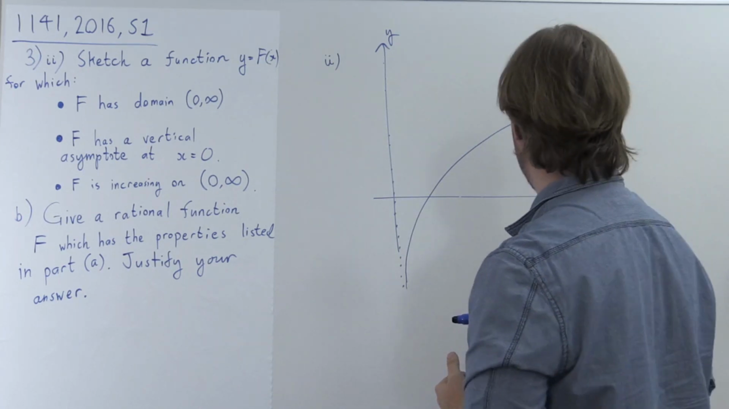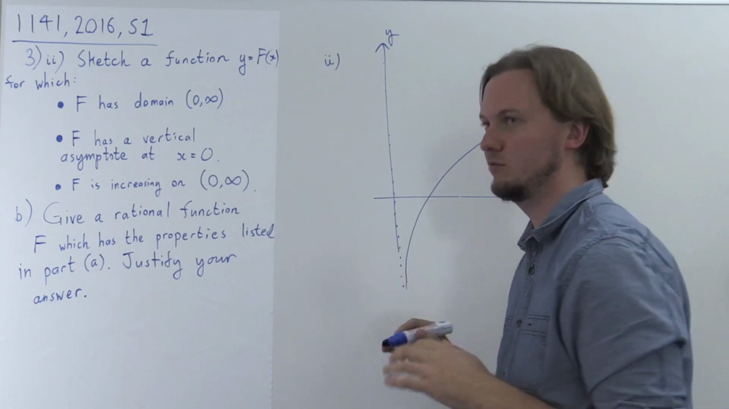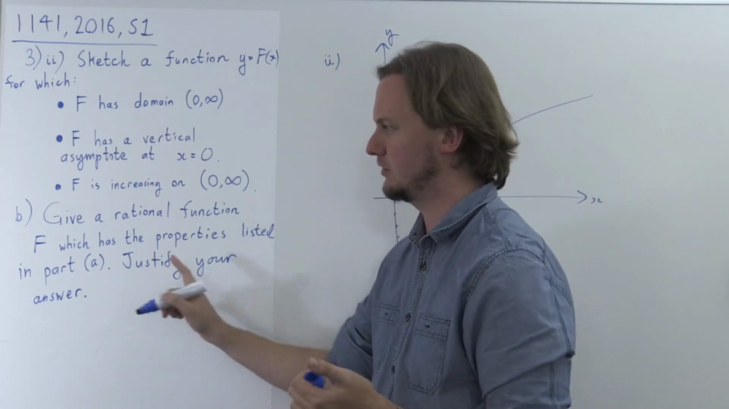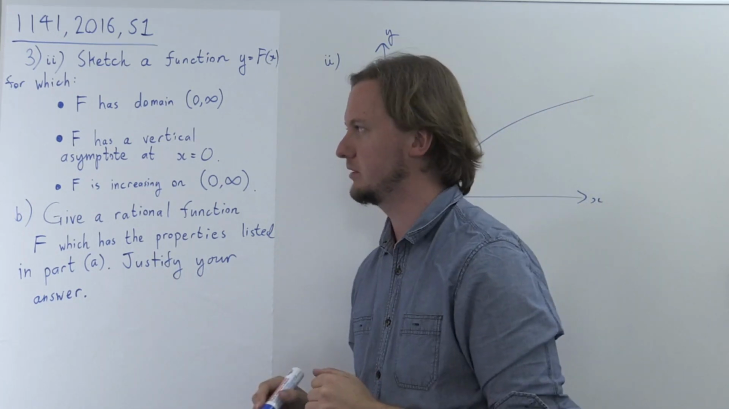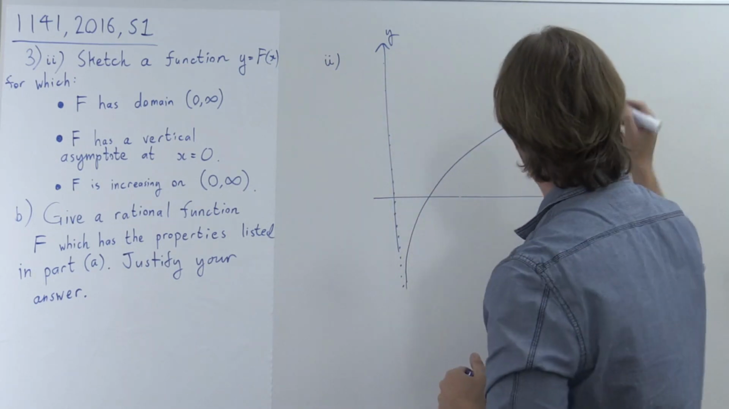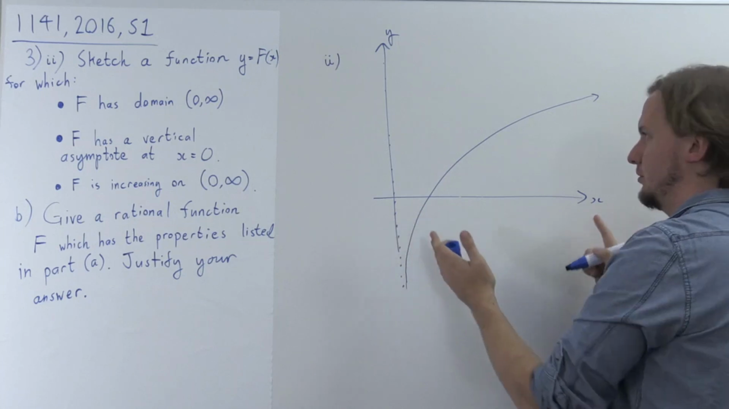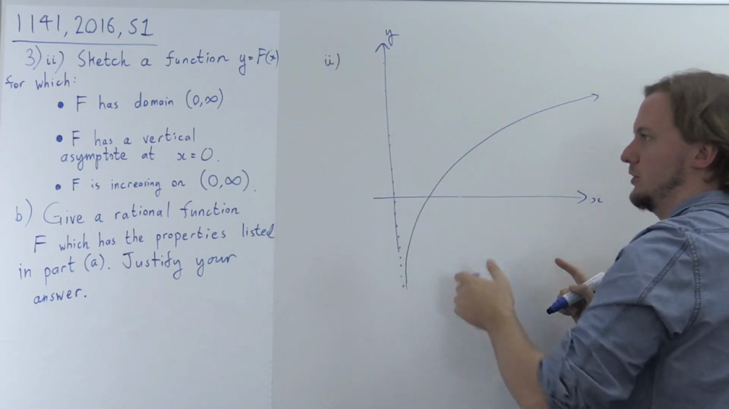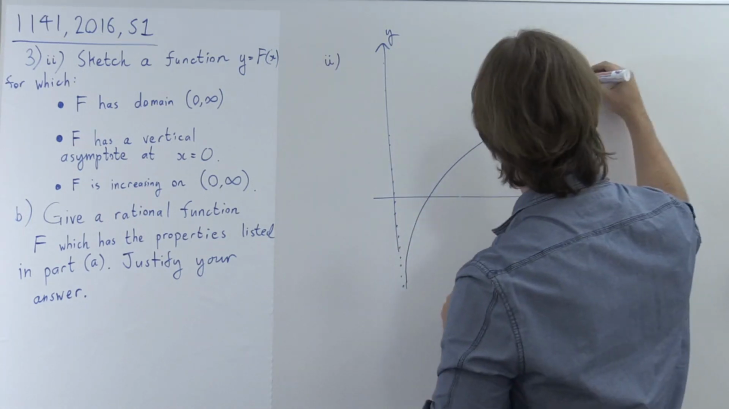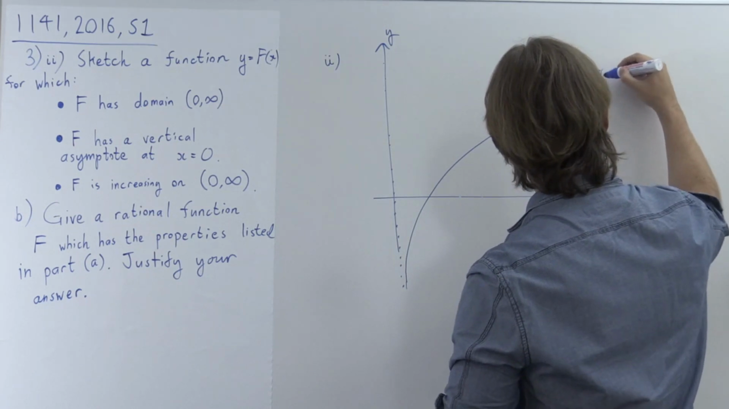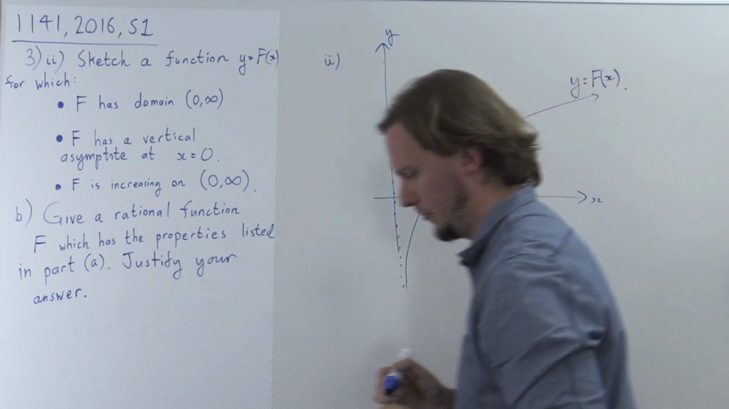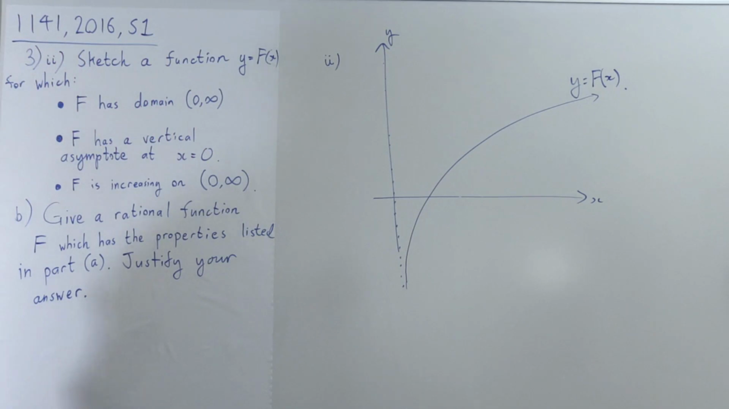So, looking at this, a classic function I could actually write down is the log function. Unfortunately, that won't help us with the second part. So it is defined over the range 0 to infinity. It has a vertical asymptote here, and it's increasing. So this is a plot of y equals f of x. So that's a suitable graph.